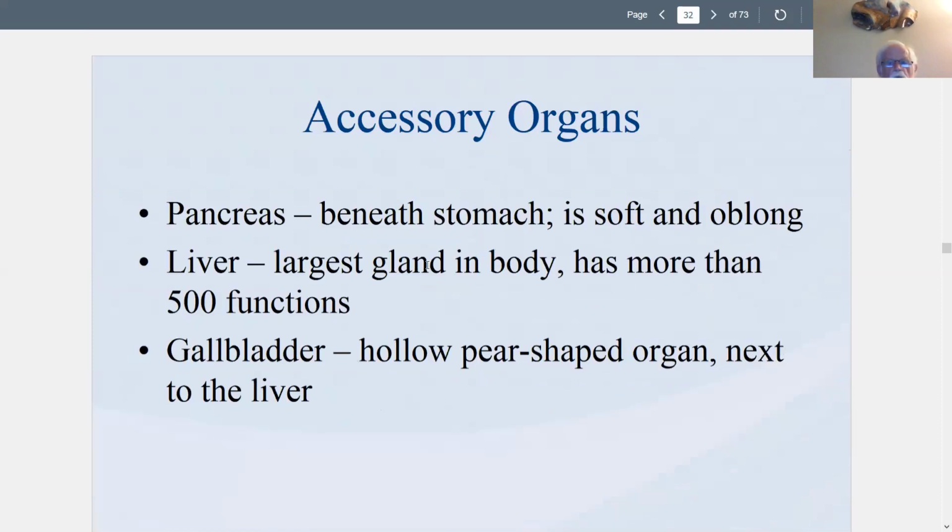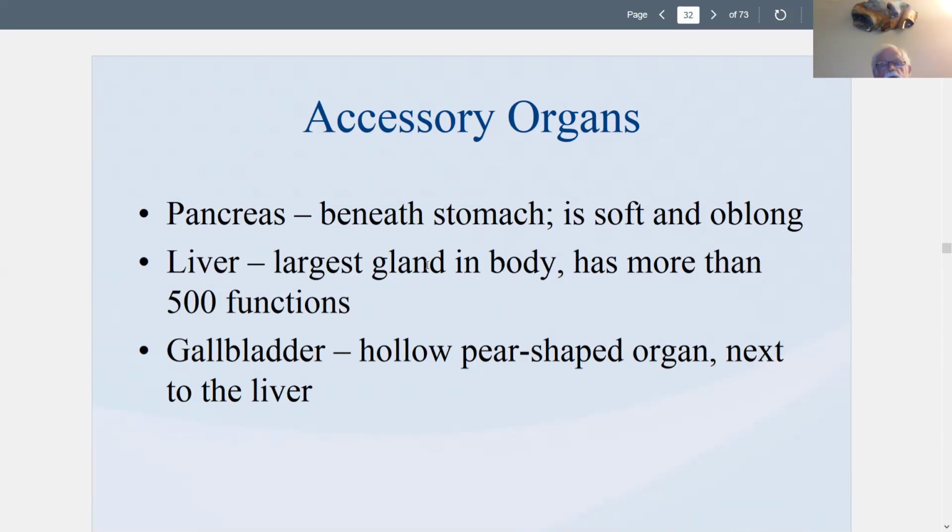The accessory organs of the digestive system are the pancreas, which is beneath the stomach, and it has a multi-function process. It's part of the endocrine system as well. It's part of the digestive system. So it does a lot of these things.